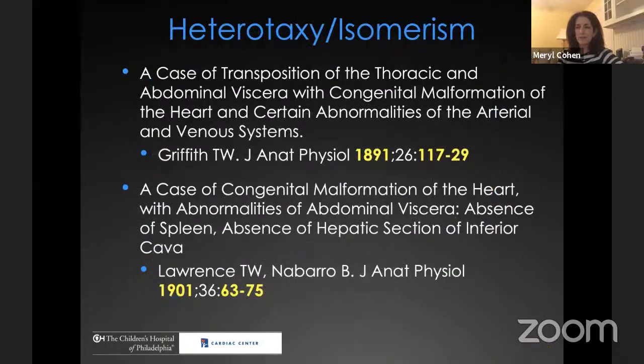We've been discussing heterotaxy and isomerism for well over a century now, and these were some fascinating case reports I came upon in investigating this problem. You can see that one was reported in 1891, one in 1901, congenital malformation of the heart with abnormalities of abdominal viscera, absence of the spleen, absence of the hepatic section of the inferior vena cava. And these are just fascinating. Look how long these papers are to talk about one case report.